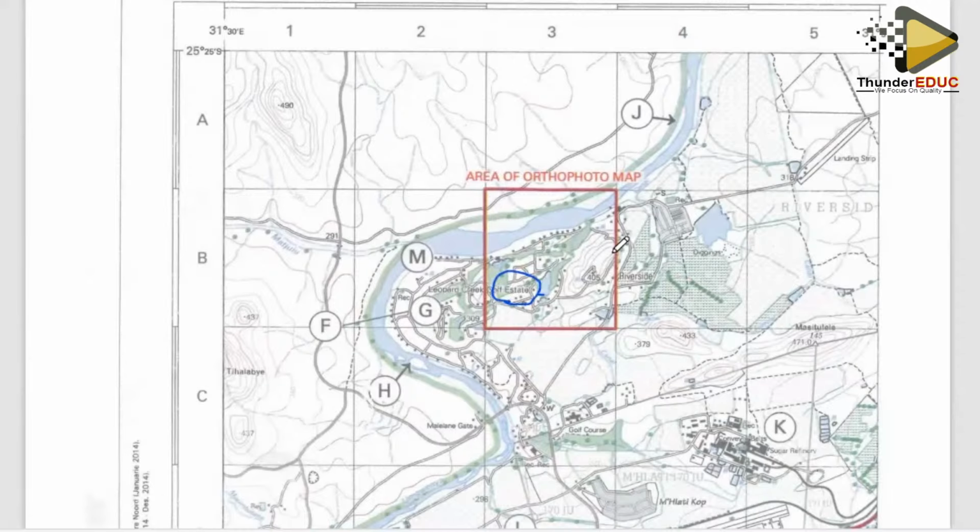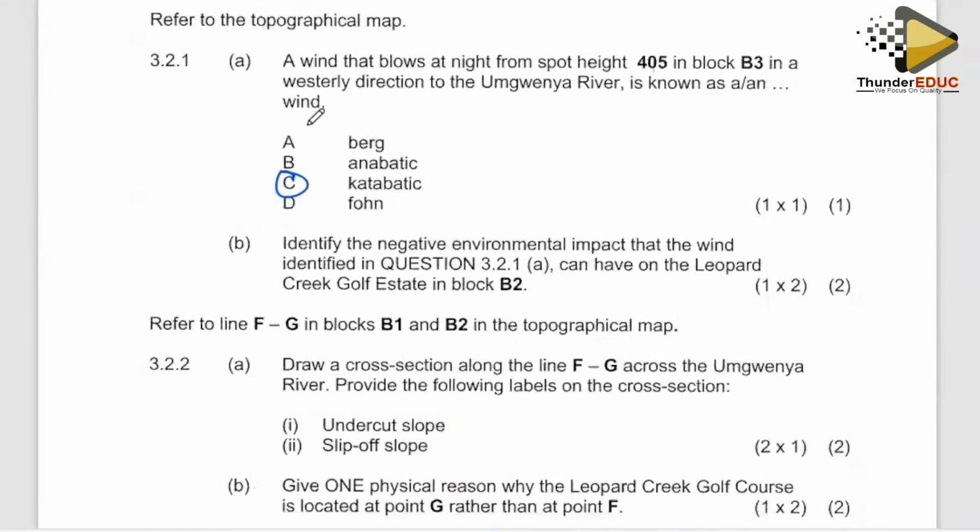It's written here. And our wind is said to be blowing from here going there, which is flowing down into the valley. The golf course is ultimately in the valley. So we are asking, how does the presence of the cold air in the valley impact on the environment in that golf estate?